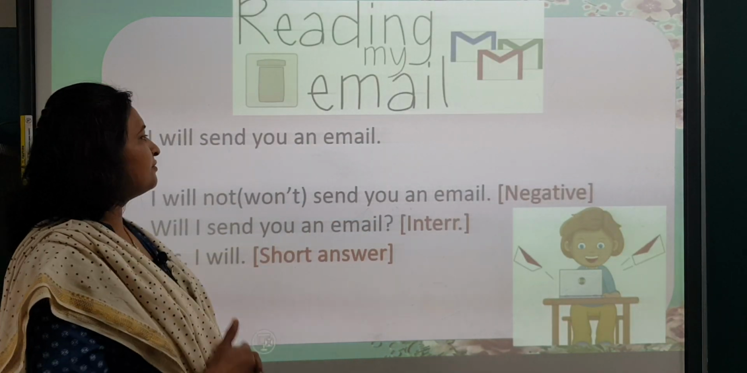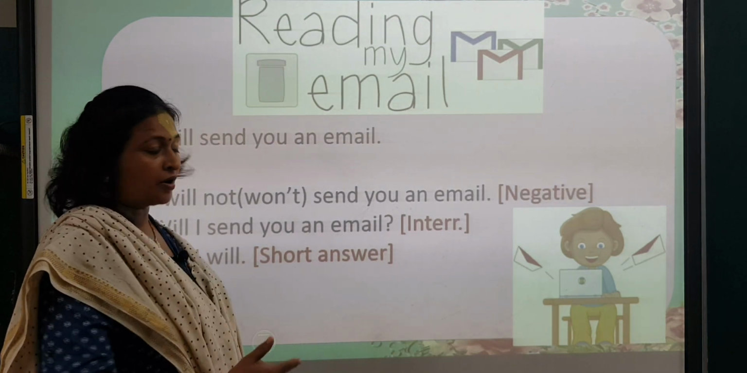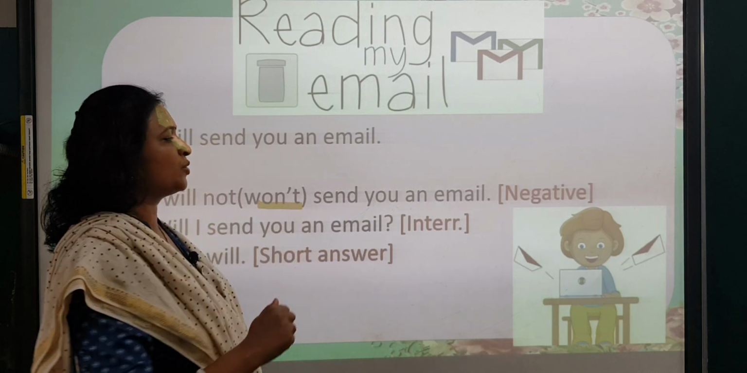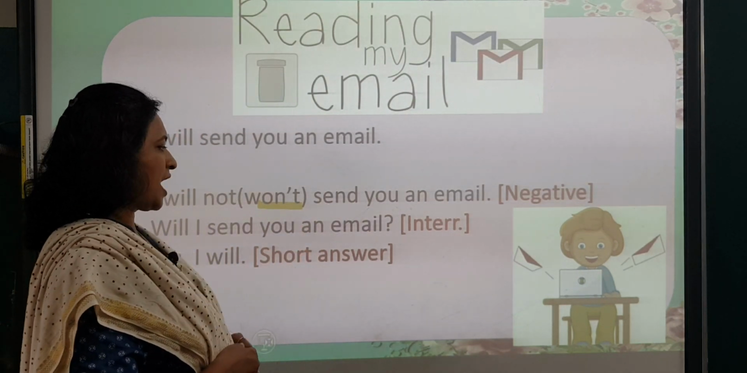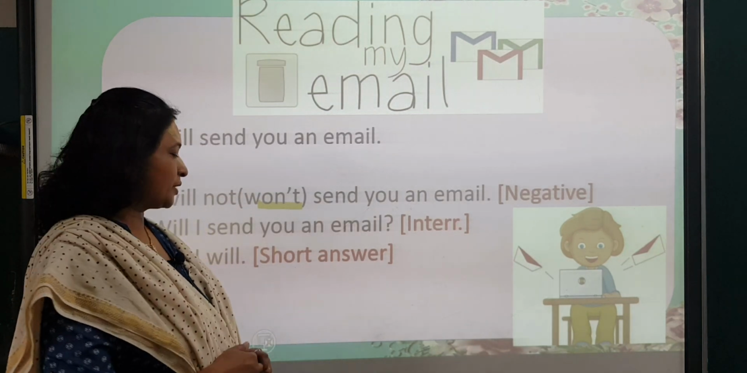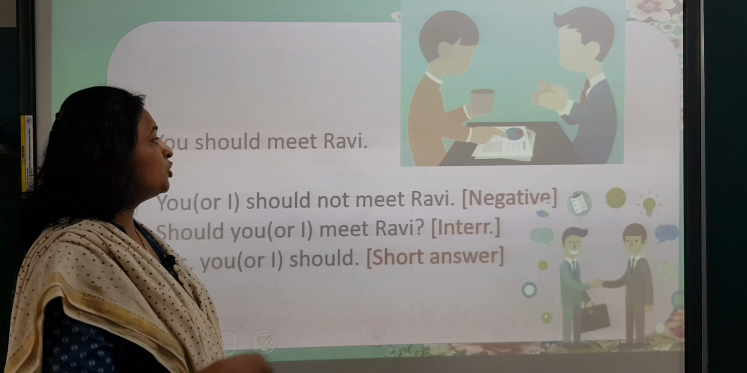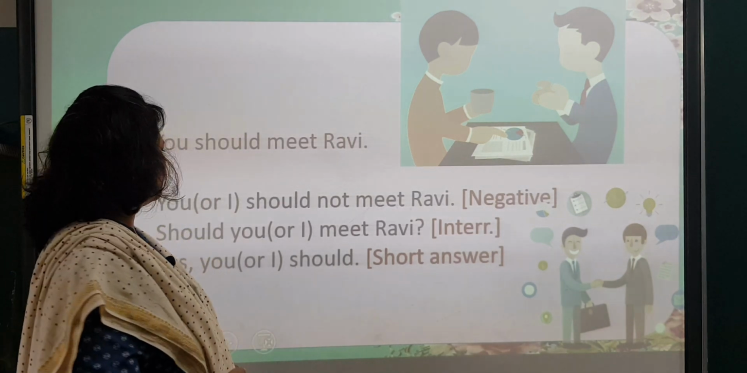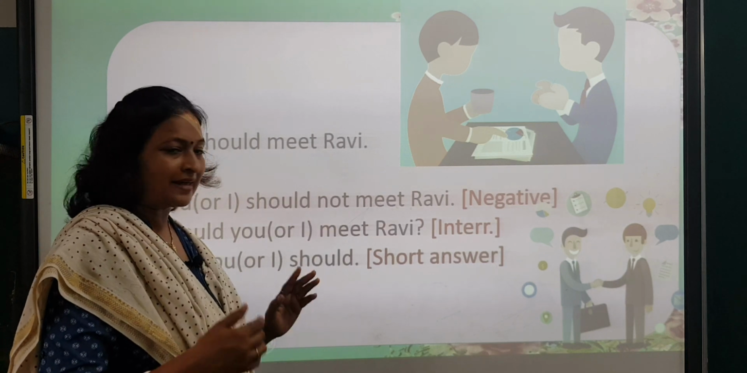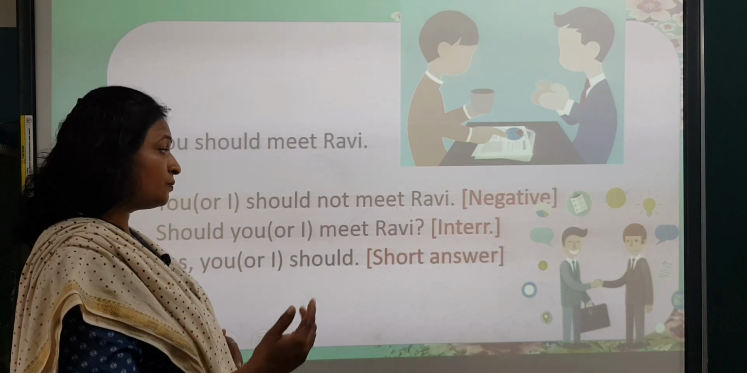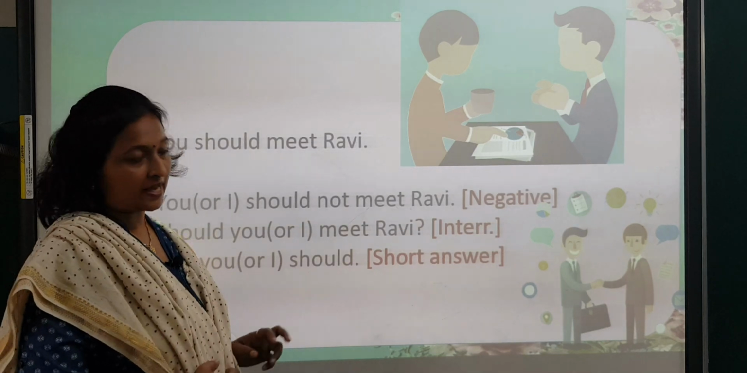Seventh one is I will send you an email. I will not, or you can use won't, send you an email. That is negative. Will I send you an email? That's interrogative. Yes, I will is short answer. You must meet Ravi. You, or you can use I, should not meet Ravi. That is negative. Should you meet Ravi? Interrogative. Yes, you should. That is short answer.